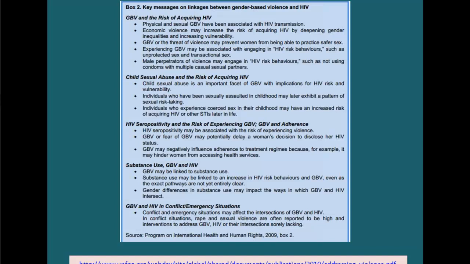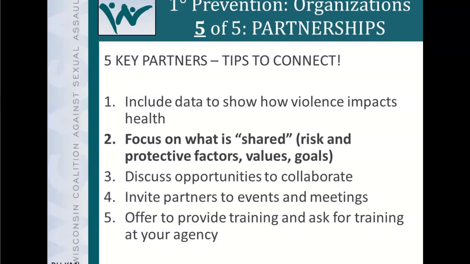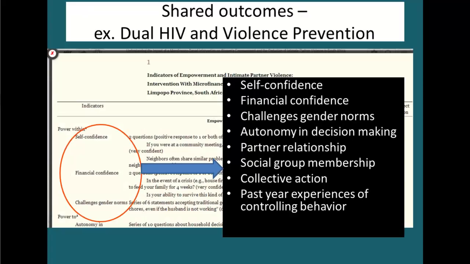2, focusing on what is shared. So things that you share with people, because since we come from different backgrounds and agencies and have maybe different philosophies in doing prevention work, everyone might have some things that are a little different. But if we can focus on what we do share, whether risk factors that we want to target or values that we have or things that we want to see in our community, it's going to make it even easier to partner.